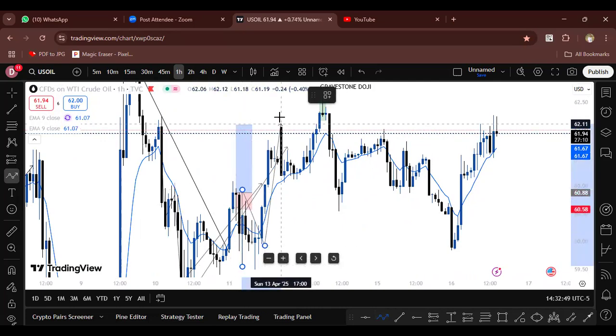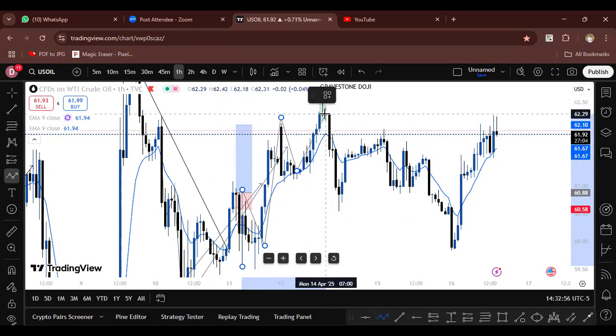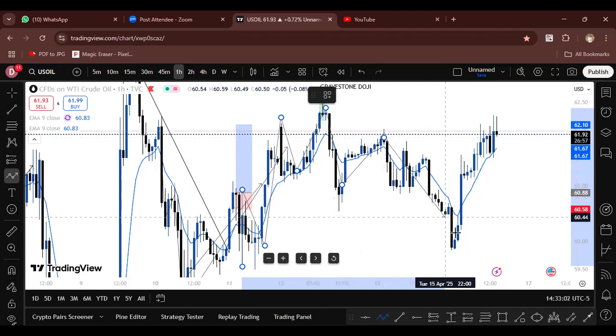It was going up, going up, going up, and then this happened. It formed at the top of the uptrend, which is a gravestone doji. And the moment it formed, you can see the market started reversing down.